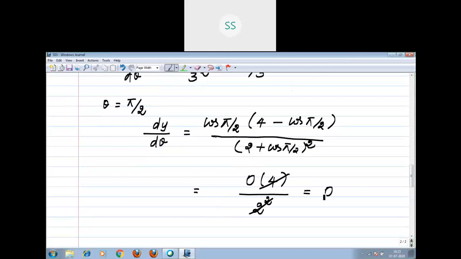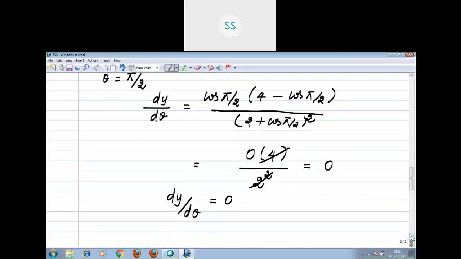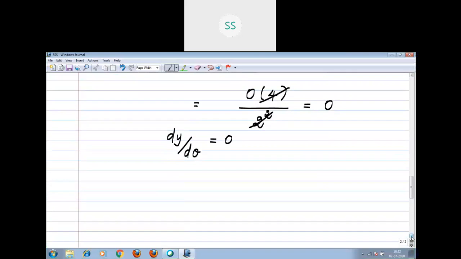So when you apply theta is equal to 0, your derivative is greater than 0. When you apply theta is equal to pi by 2, your derivative is equal to 0. If you want, you can assign any value between 0 and pi by 2, for example theta is equal to pi by 3 or theta is equal to pi by 6. Any one you can take, right? Here I am going to take theta is equal to pi by 3. Pi by 3 is nothing but 60 degree, right?